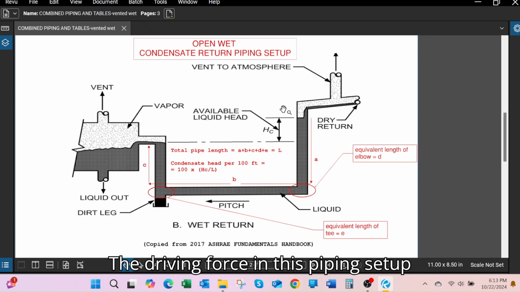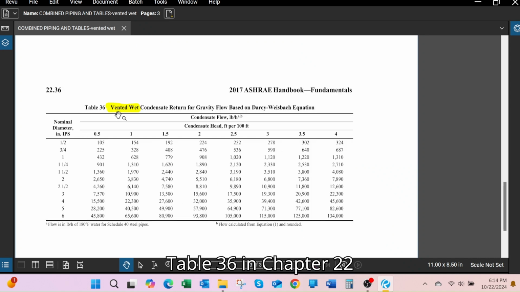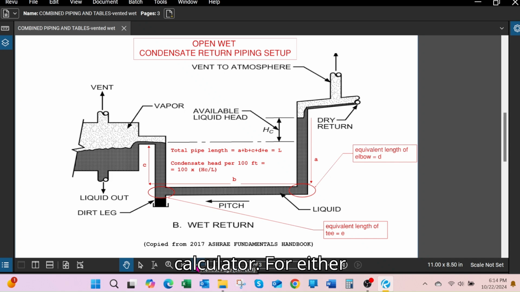The driving force in this piping setup is the available liquid head, as shown here, that pushes the condensate forward. Sizing the pipe for a vented wet condensate return is easy. We can use either Table 36 in Chapter 22 of the 2017 ASHRAE Fundamentals Handbook or an online calculator. For either method, the first step is to calculate the total pipe length.